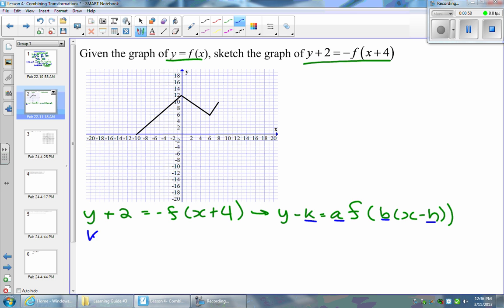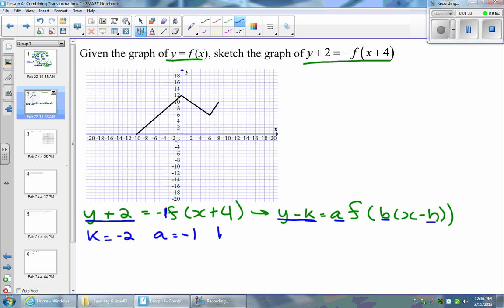Do we have a k value involved here? Well, we actually do. That comes from right there, so y plus 2. But remember, this is a y minus k, so for your k value, you have to look at the opposite sign. So a positive 2 means my k value is going to be negative 2, okay? Also, let's look at parameter a, sorry. And my parameter a comes right in front of the function. Now notice that it's negative, but it's not just a negative, it's a negative 1. So that's what my a value is going to be equal to, negative 1.